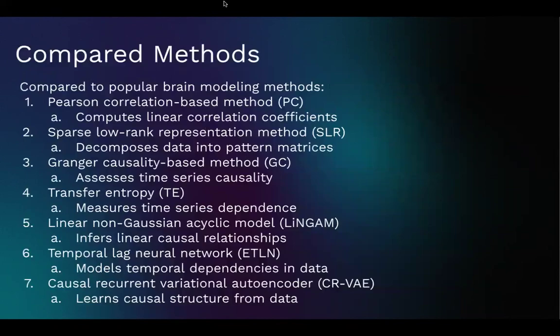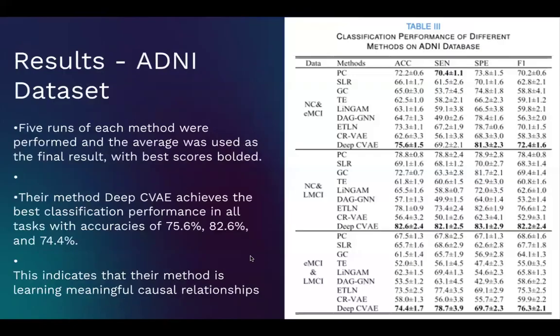So like I just described, they compared this to, I think, 7 different methods. They compared with the Pearson correlation-based method, the sparse low rank representation method, Granger causality method, transfer entropy, linear non-Gaussian acyclic model, temporal lag neural network, and causal recurrent variational autoencoder. So I think this is something kind of similar to what they're doing. I'm not sure, but this is the results that they're getting.